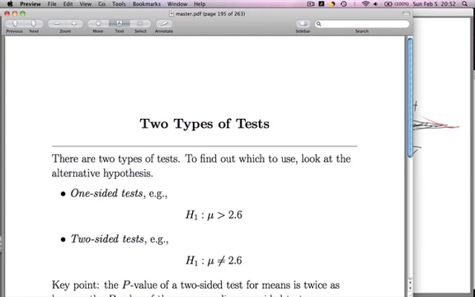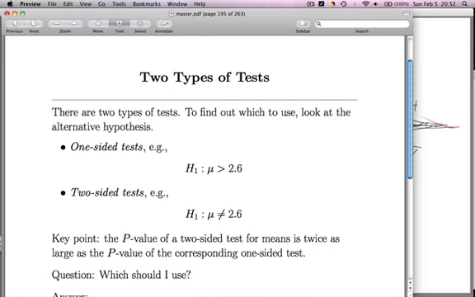Now, it turns out that there are really 2 types of tests. The 2 types of tests are called one-sided and two-sided tests. One-sided tests involve an alternative hypothesis where there's either a greater than or a less than sign in the alternative. Two-sided tests always have a not equals, so that's all there is to it. So two-sided tests have not equal, one-sided have either a greater than or a less than.